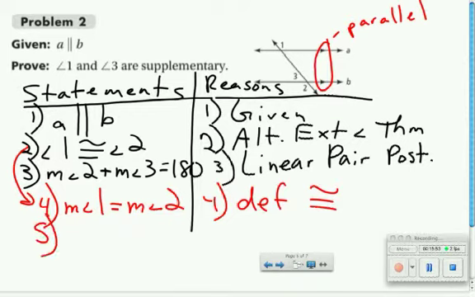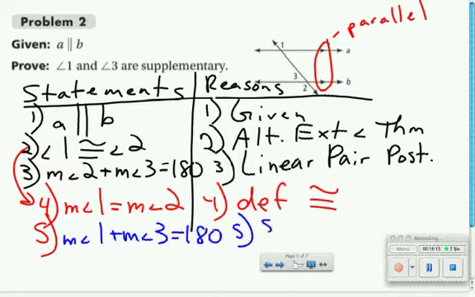And now I'm ready to use that substitution property that Maddie was wanting us to. I can take angle 1 and substitute it in for angle 2. That'll give me measure of angle 1 plus measure of angle 3 equaling 180. And now we're very, very close. We're almost there. Notice what we're saying and notice what we're being asked to prove. What we've said so far is that angles 1 and 3 add up to 180. What I want to prove is that they are supplementary.